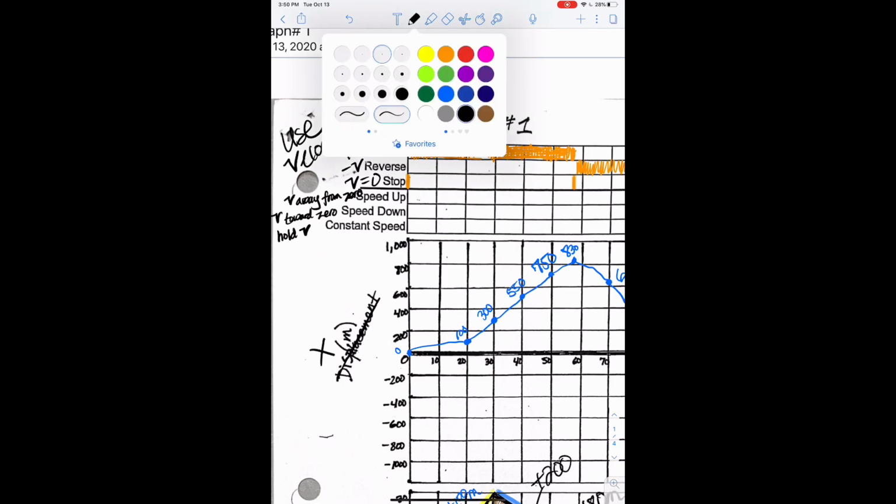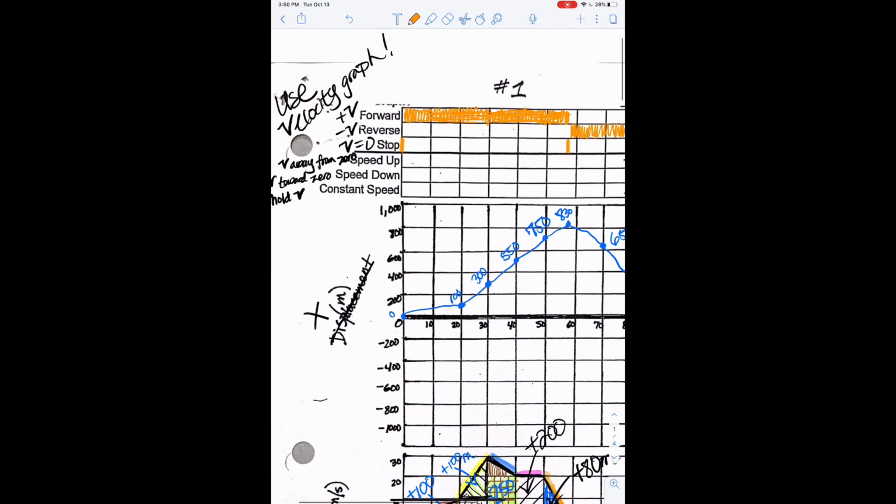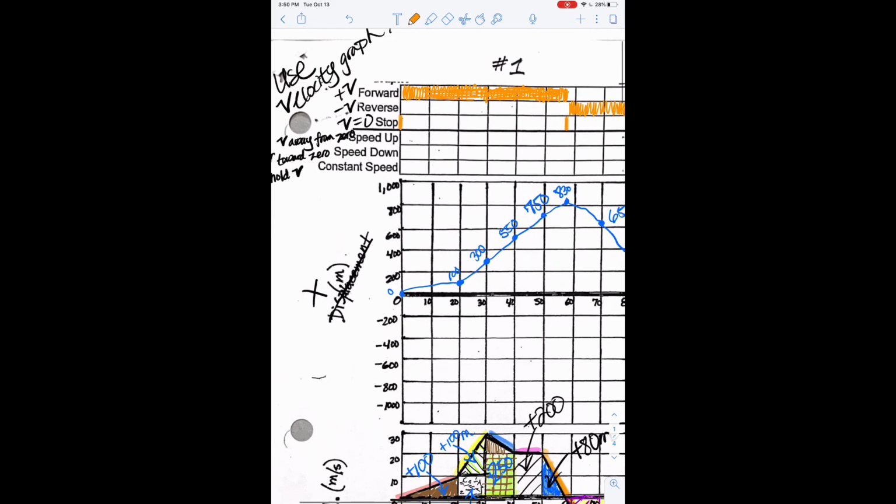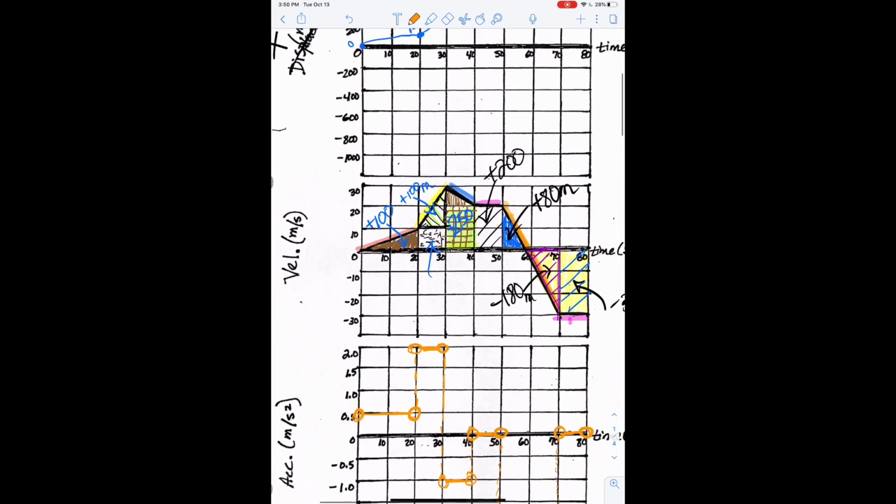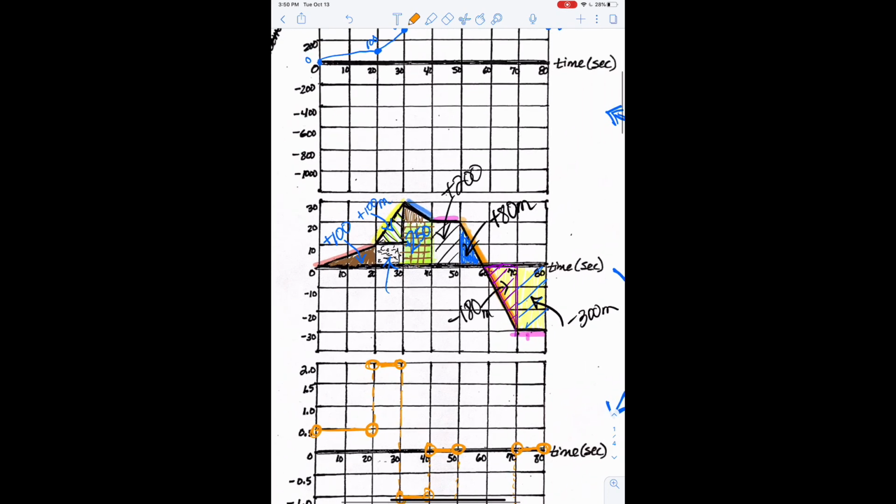All right, so let's get that orange marker again, and let's go back down and look at the graph. So speed up, away from 0. It looks like from 0 to 20, we're speeding up. From 20 to 30, we're speeding up. From 30 to 40, it looks like we're going back towards 0, so that would be a speed down or slow down.